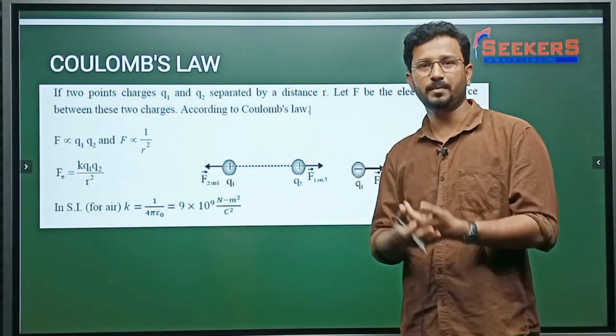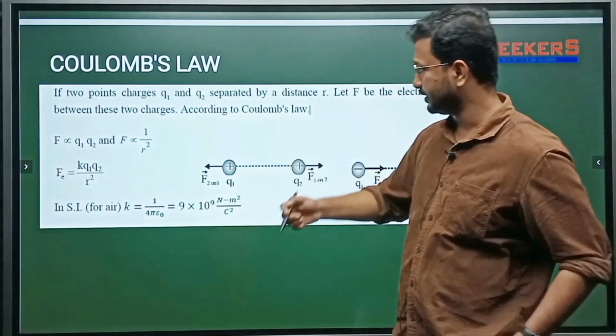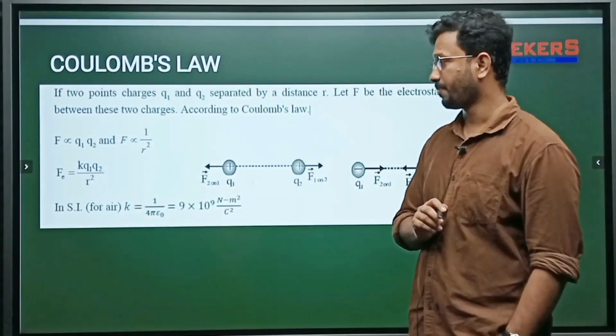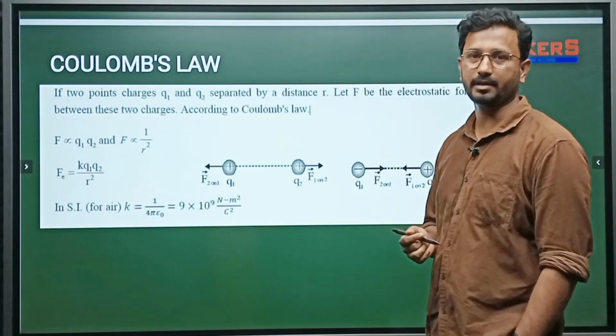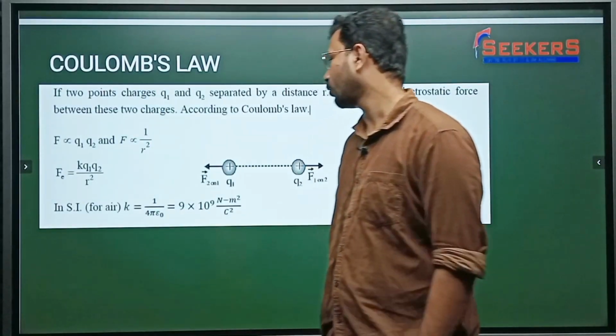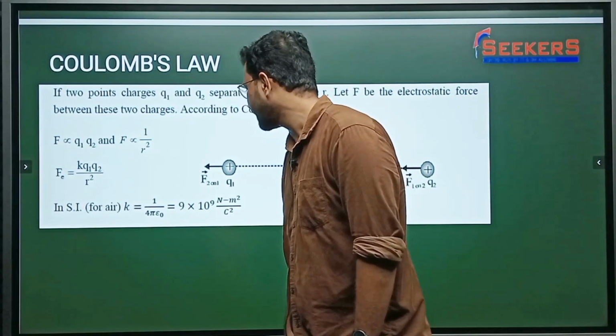If the product of charges is high, the force will be high, and of course, since it's a central force, it is inversely proportional to the square of the distance between them. If we increase the distance between two charged particles, the force will decrease. So force becomes K Q1 Q2 by R square. What is the K value? It is 1 by 4 pi epsilon naught.